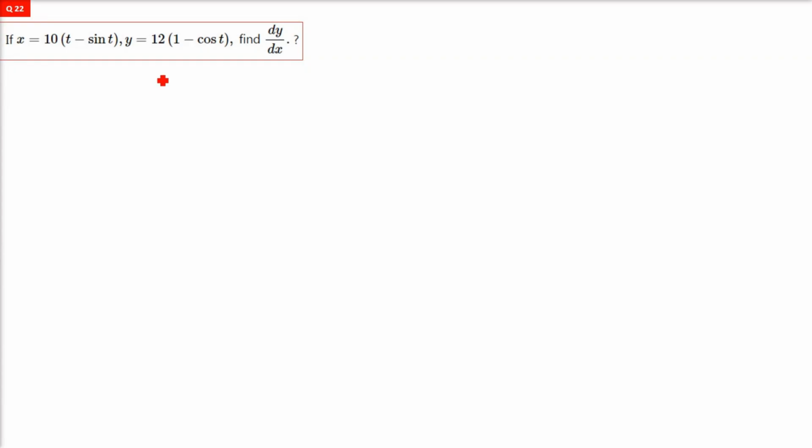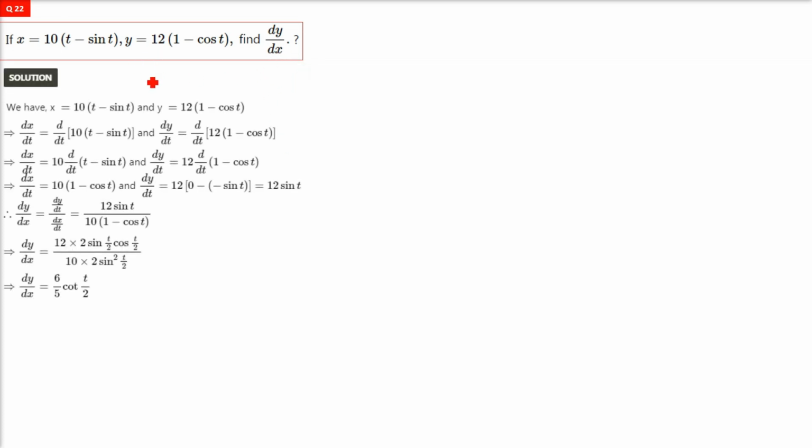x is equal to 10 into t minus sin t, y is 12 into 1 minus cos t. We have to find dy by dx. And we will do the same way which we have been doing up till now. dx by dt. So 10, we'll talk about it later. Differentiation of t is 1, sin t is cos t. 10 into 1 minus cos t.